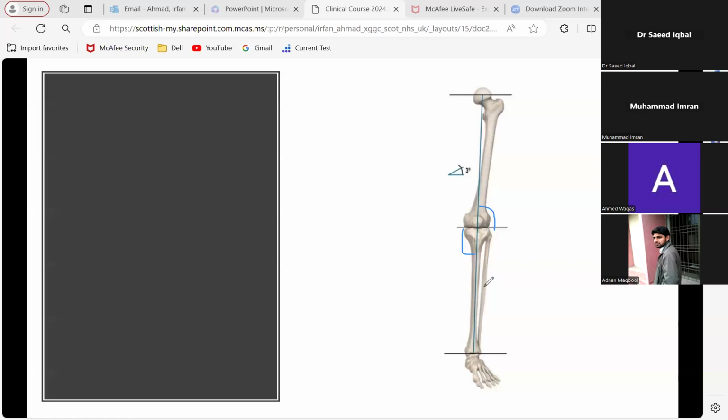And after the X-rays, we need to get full length X-rays to know the mechanical axis. You all should know about the mechanical axis of the lower limb. This is the LDFA angle, and this one is the medial tibial angle. You need to know these angles. If there is varus deformity, this angle reduces and this one increases. If valgus deformity, it goes the other way. So you need to know this.